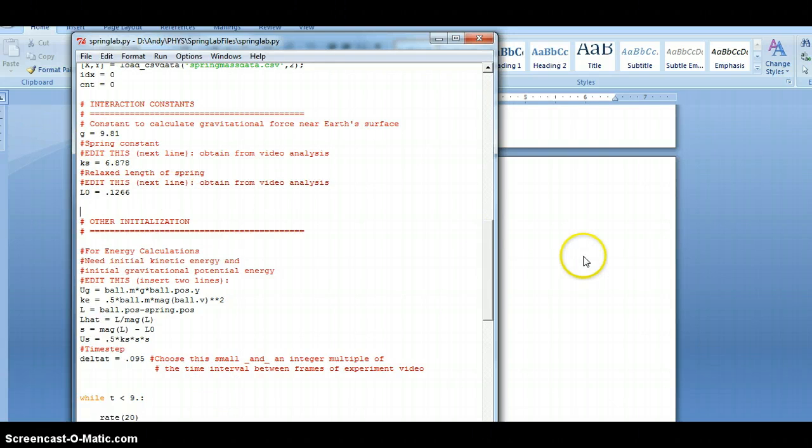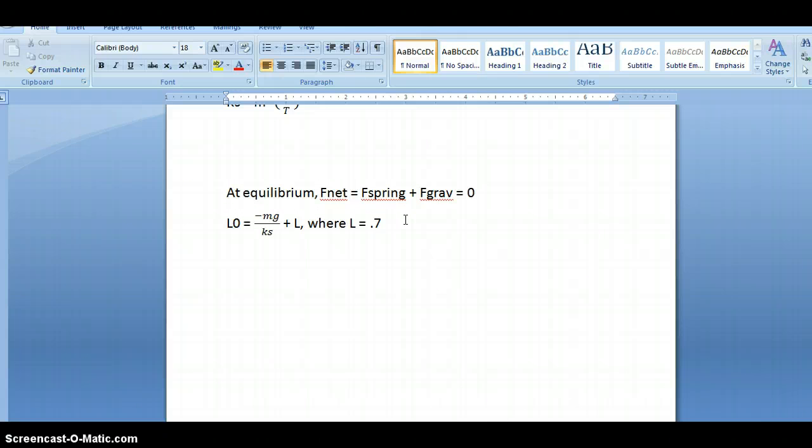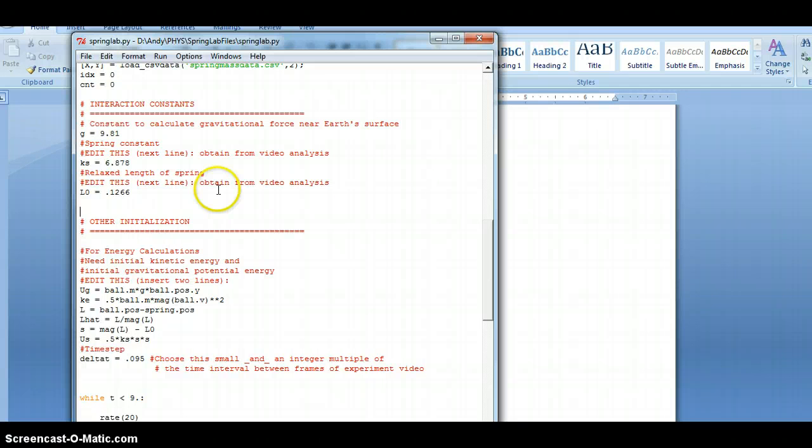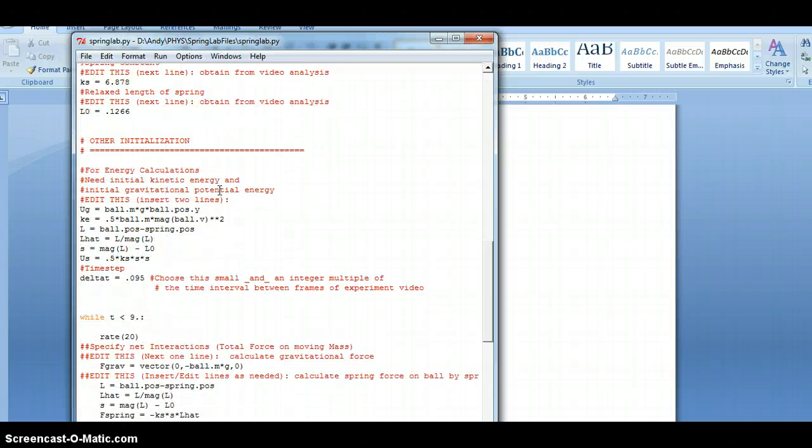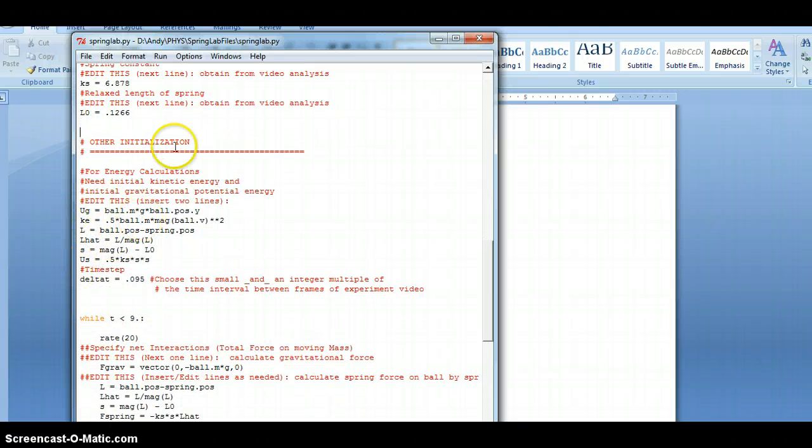6.878, and I found L naught by using the equation. At equilibrium, the mass is static and thus F net is 0, which is the sum of the force due to the spring and due to gravity. Rearranging it, I get this equation where L is equal to 0.7 meters again, and I find an L naught of 0.1266.